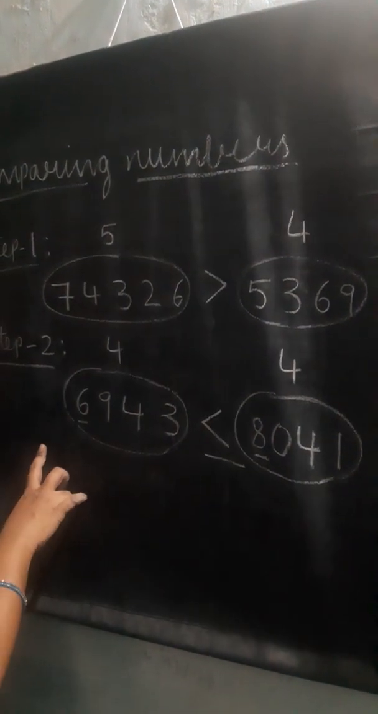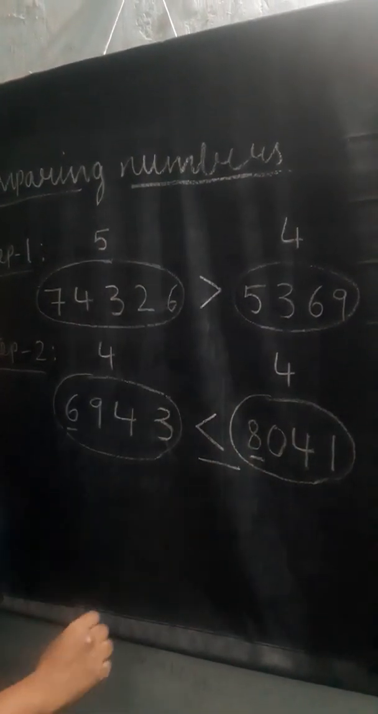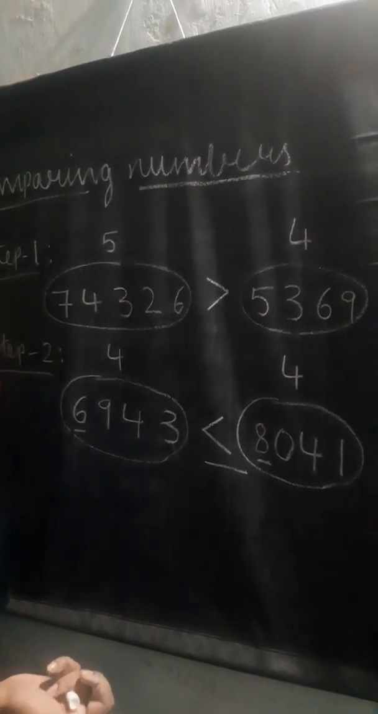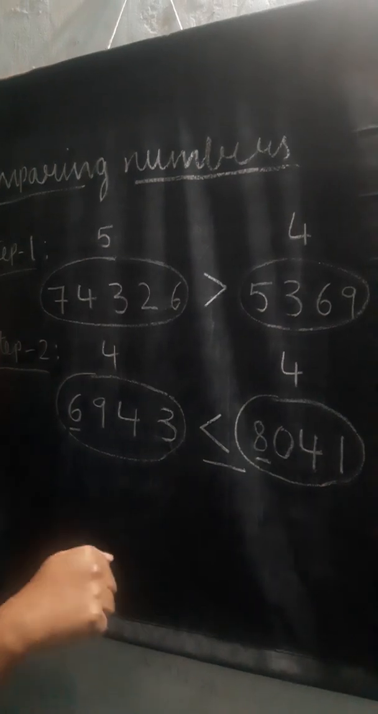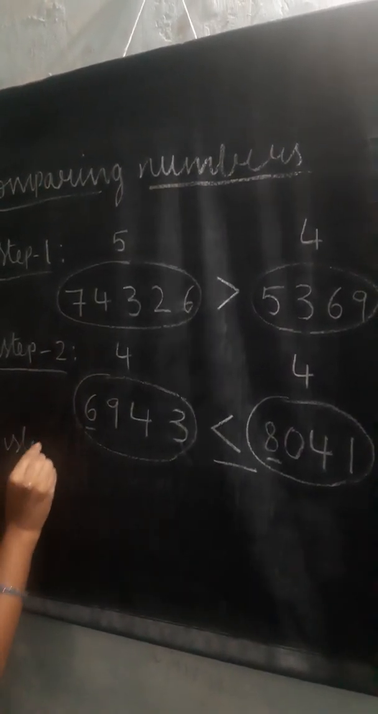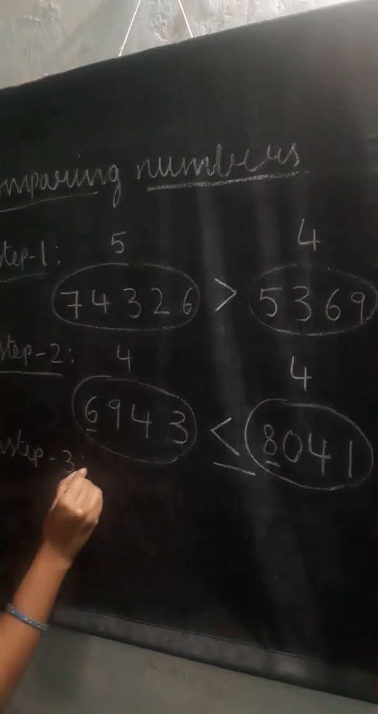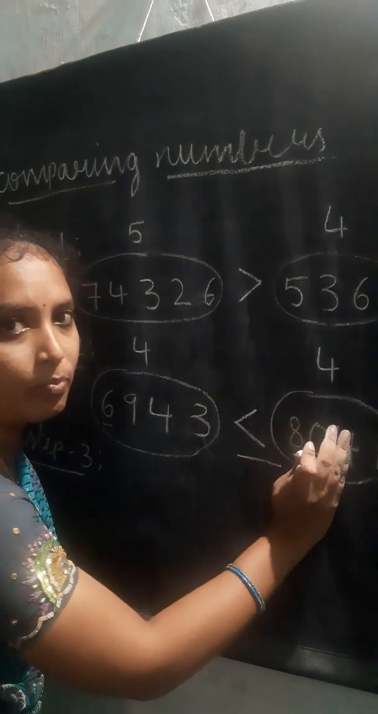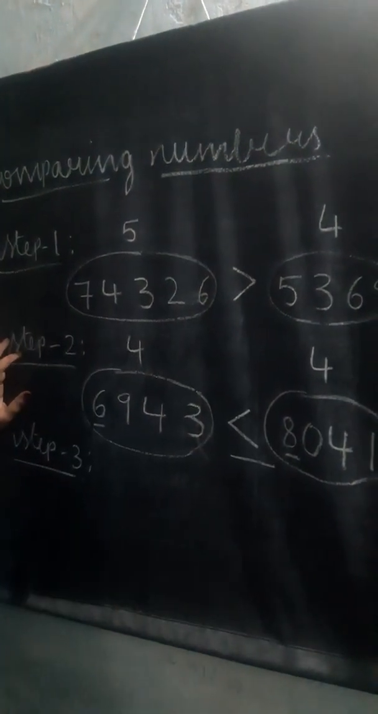You may get a doubt, children. Madam, you are telling us to compare the first digits of these two numbers. If the first digits are the same, how to compare the numbers? That is step 3. See, what is step 3? If the first digits are the same, then how are you going to compare the two numbers?